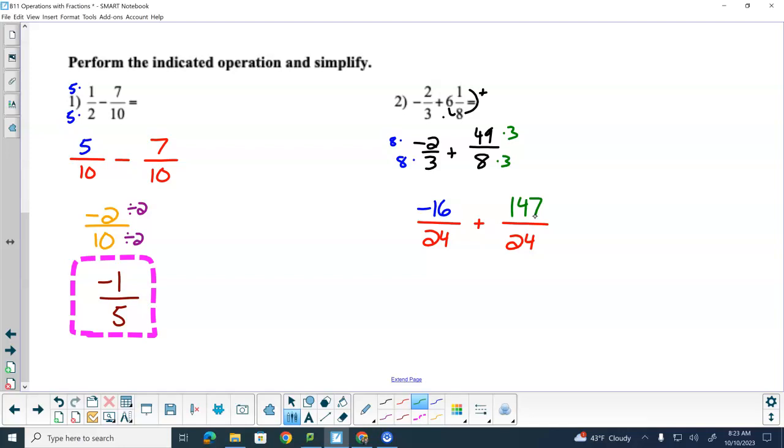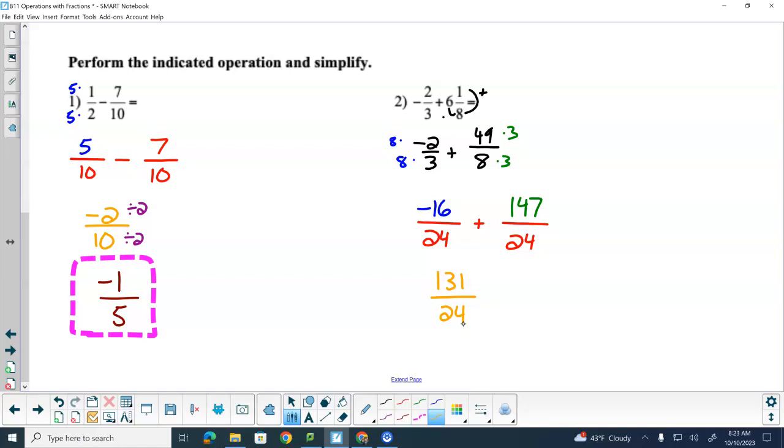163 or 131? I like 131 because it's a negative plus a positive. Yep, so it's 131. Now, 131 is a bigger number, right? It's not on our blue sheet.